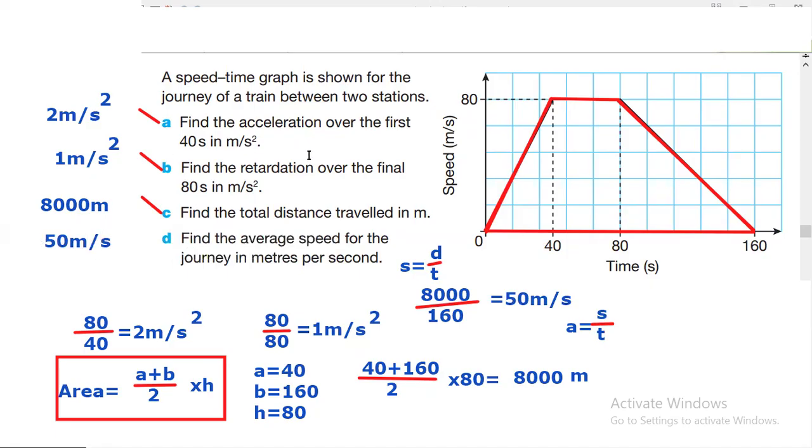I hope you understood the idea of this question. It's so easy once you focus on the steps and the formulas that you have to use. Focus on acceleration and retardation. Focus on how to get the area under the graph, which is equal to the distance. And focus on finding the speed, which is distance divided by time.